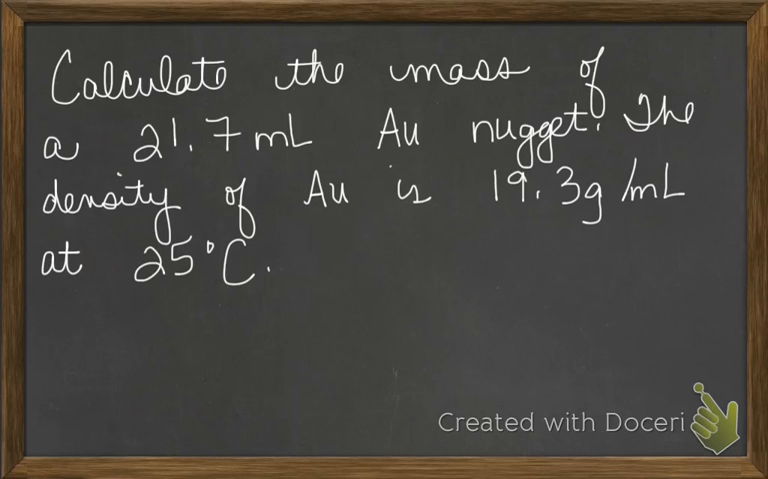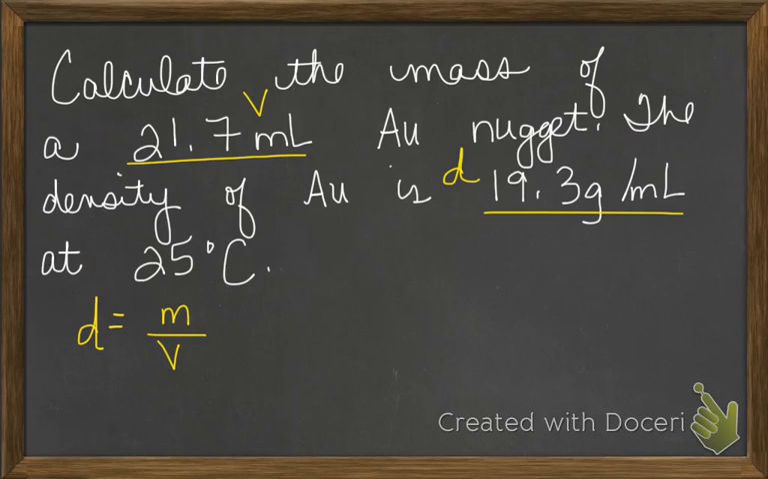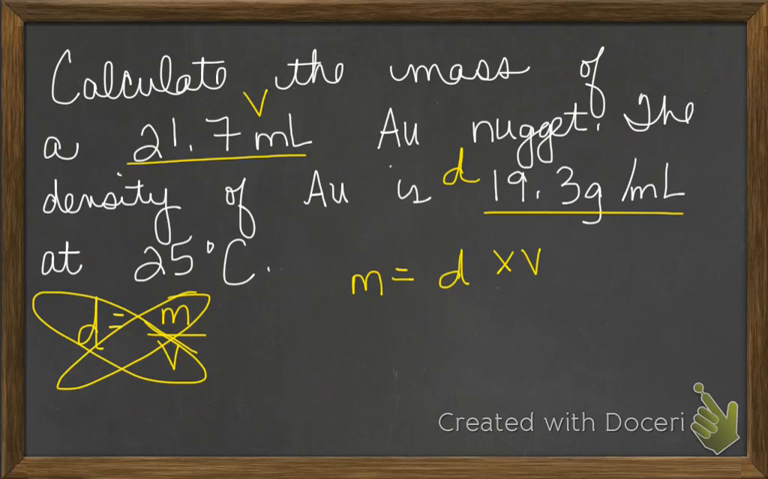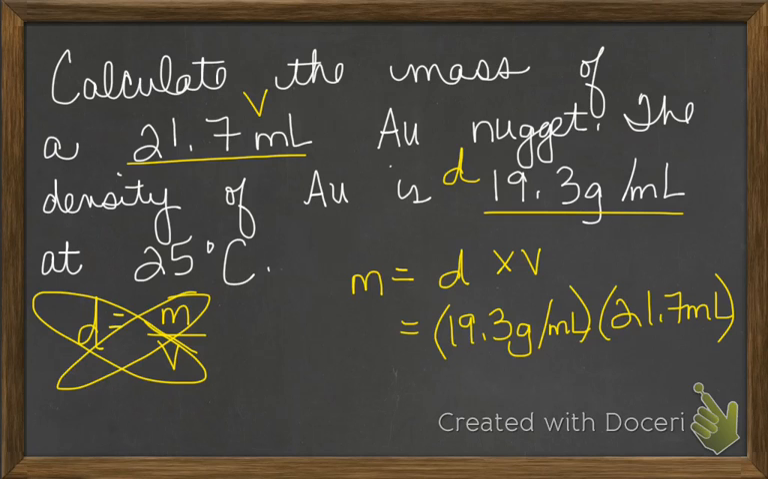So in this problem, we're given two numbers. We are given a volume and we are given a density, and we're asked to solve for mass. We know that density is equal to mass over volume. Using algebra, we can cross multiply and rearrange this, and we know that mass would be equal to the density times the volume. The density we know is 19.3 grams per milliliter. The volume we were given is 21.7 milliliters.